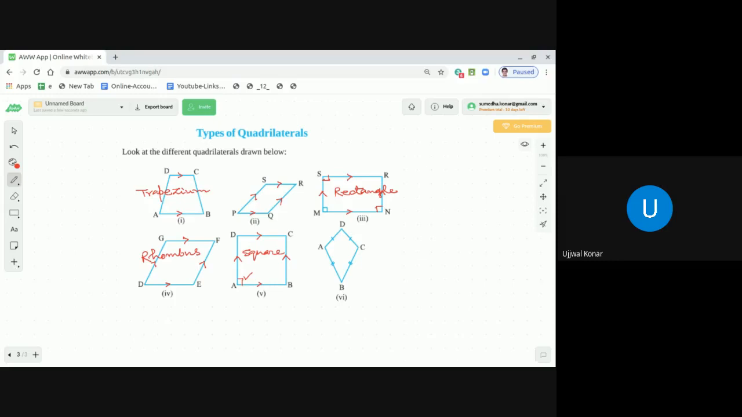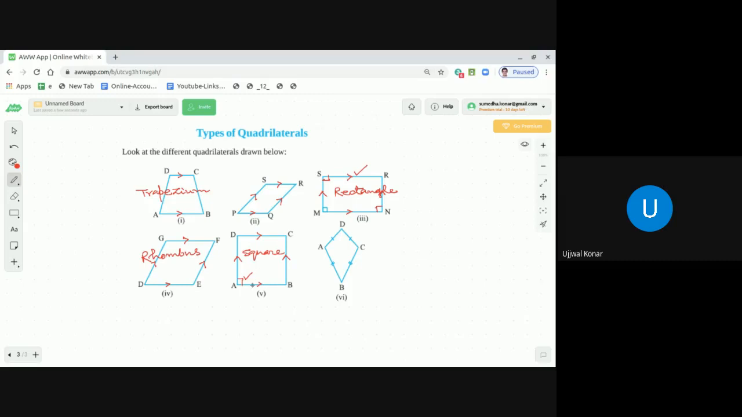Correct? Why can a rectangle not be a square? Because for a rectangle to qualify to be a square, all the four sides have to be equal. Unless all the four sides of a rectangle are equal, it cannot qualify to be a square. For example, in MNRS, that is a rectangle, but that is not a square. Why? Because the length of the side MN is not equal to the length of the side NR. Hence, it is not a square, though it is a rectangle.